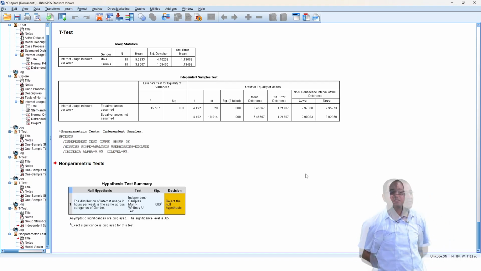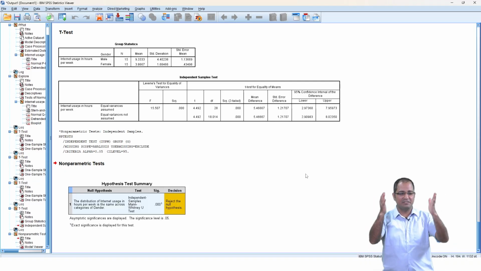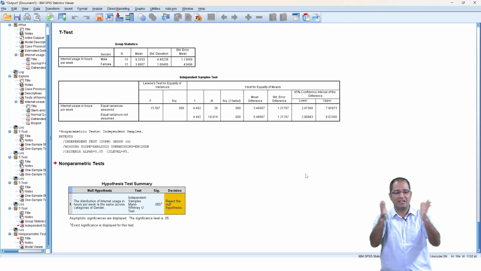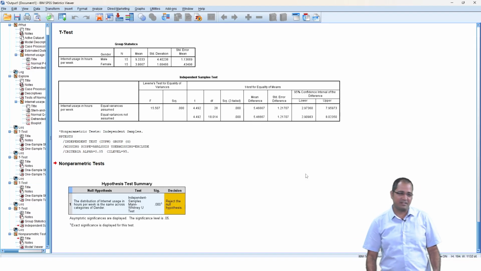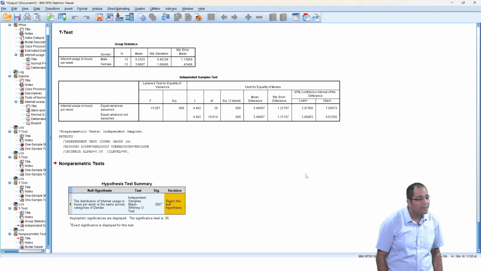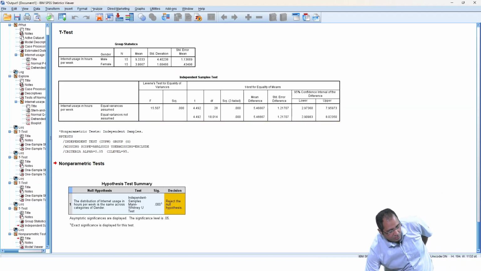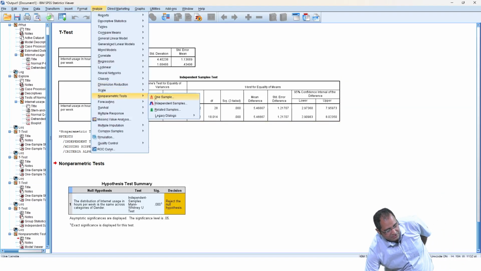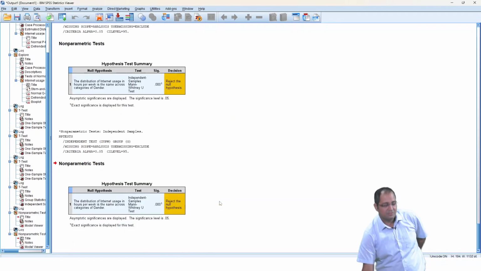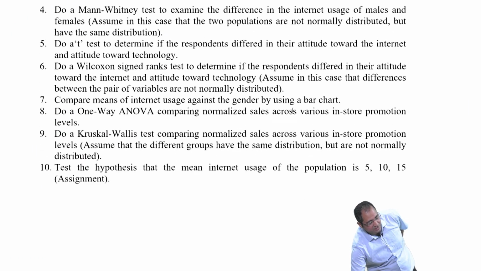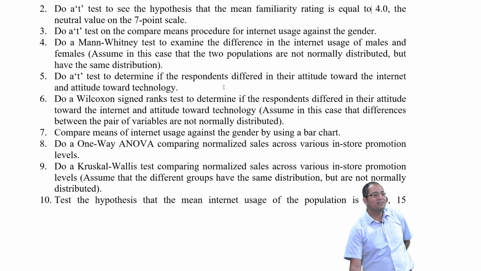Now how do you interpret this? You can say the difference of the medians between the two categories is significantly different, because we are talking about ranks here. Yeah, you go to analyze, non-parametric test, independent sample. Let me reset it, and test with internet usage in hours per week, gender as groups, and click run. You will get this. Okay, let's move to the next one, which is somebody's favorite, the paired t-test.